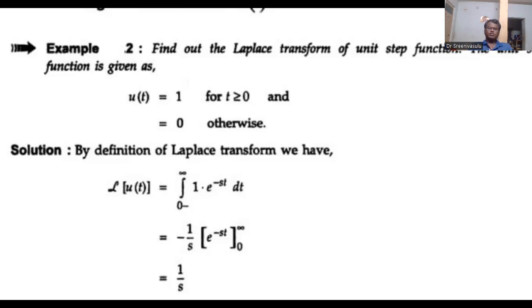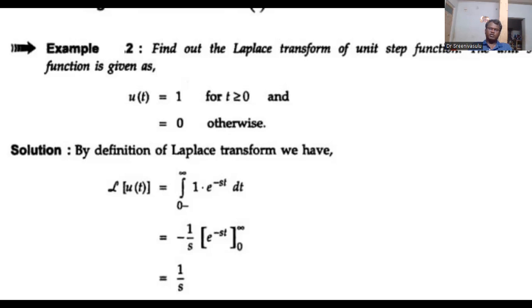Now first of all, find out the Laplace transform of the unit step signal. All of you know the unit step is a positive-sided signal. Now u of t is equal to 1 for time t greater than or equal to 0, and it is 0 otherwise. So the limits are here.